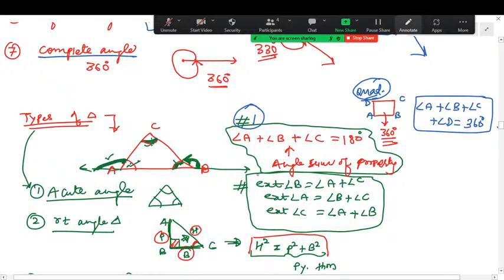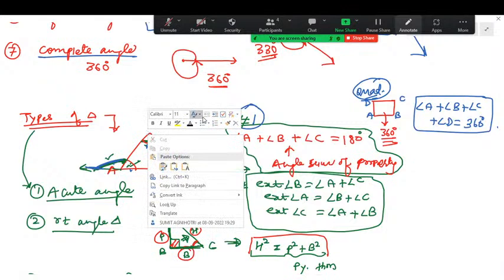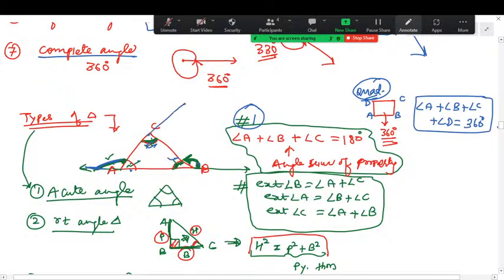Similarly, there is the exterior angle property, which suggests that the exterior angle must be equal to the sum of the interior opposite angles. I have mentioned here the exterior angle B is going to be interior A and C. Similarly, exterior angle A is equal to interior angles B and C. Similarly, exterior angle C you will consider here like this. You may consider it like this. This is going to be equal to A and B. Okay, I have explained here.